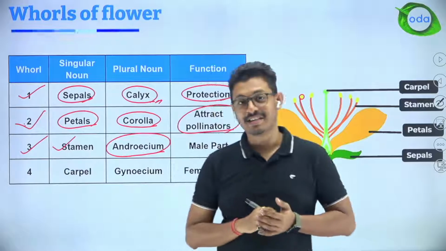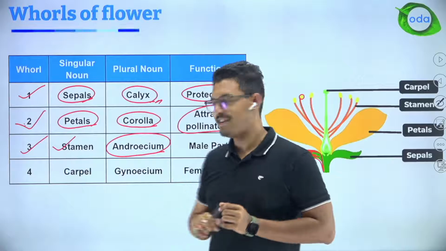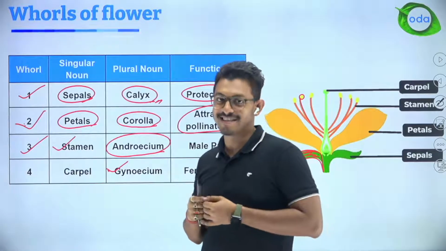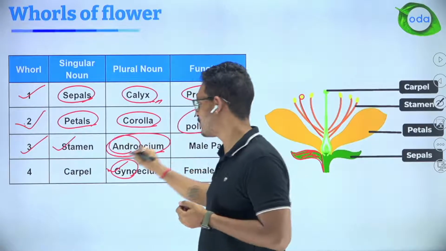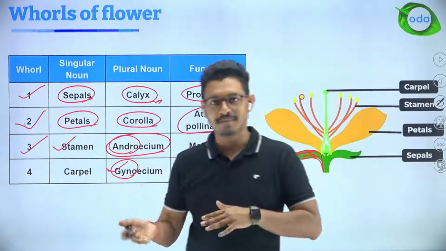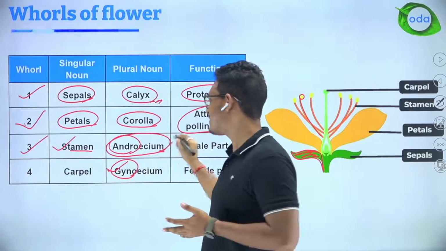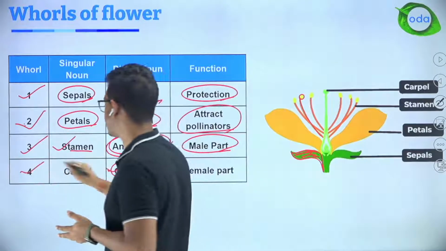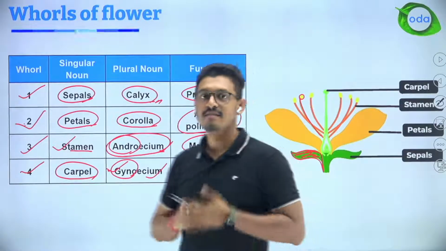A fun fact, by the way, did you know android is actually the male version of a droid? On the other hand, you see gynoecium, and your female version of android is actually called gynoid. So these two terms, gyno and andro, are usually used to refer to a female counterpart and a male counterpart. So when it comes to stamen, which is the male sexual organ of the flower, we call it androecium. It's the male part of the flower. Whereas the last one, which is called carpel in singular noun and plural is called gynoecium, is the female part of the flower.